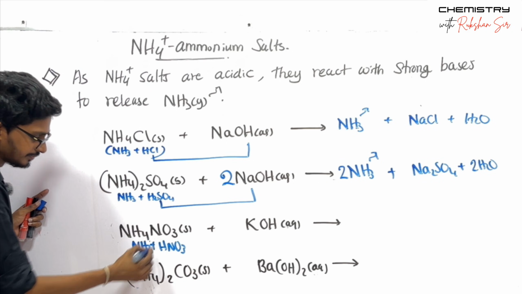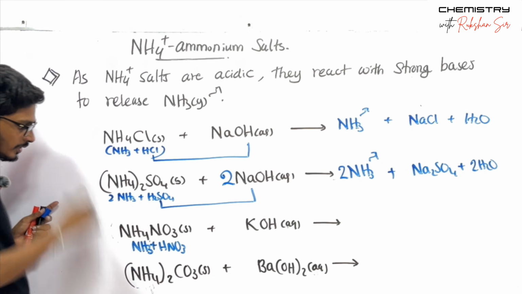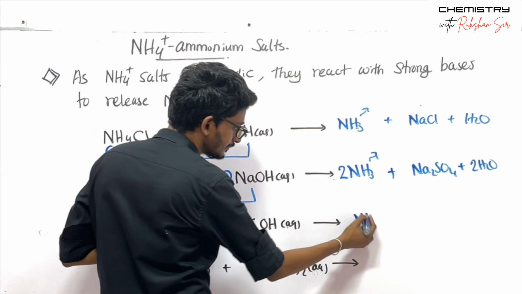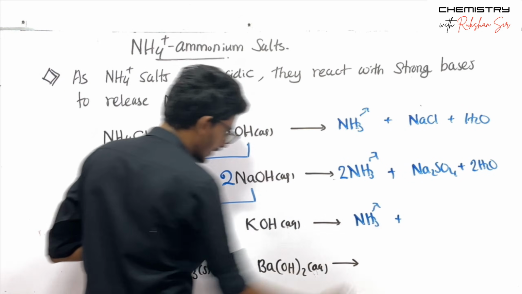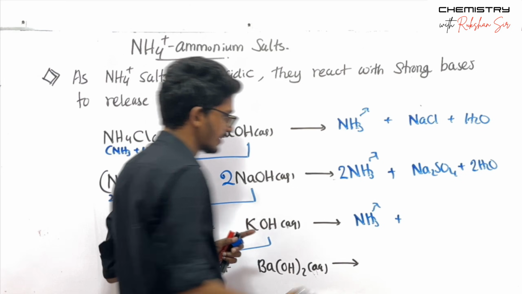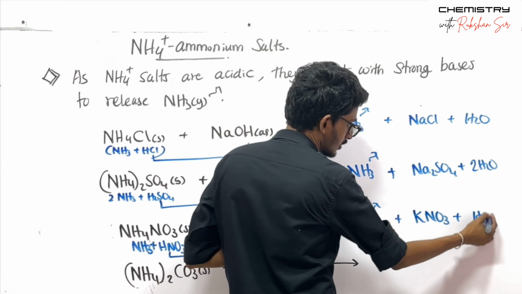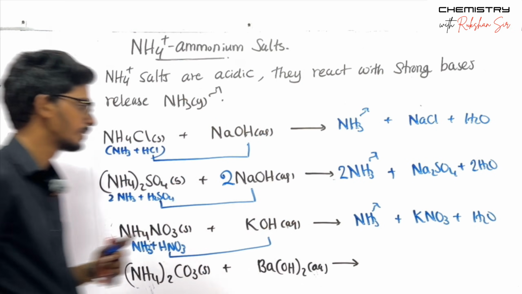Here there are 2 of them. So NH3 releases, then HNO3 connects with the base, HNO3 and KOH, giving KNO3 and H2O. See how easy it is to come up with the products.